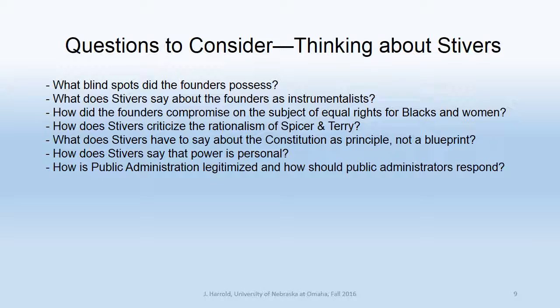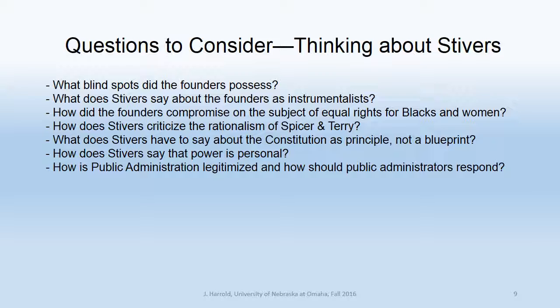So then let's think about Stivers and what she says. What are some blind spots that the founders possessed? What does Stivers say about the founders as instrumentalists? Remember that word? She talks about them as instrumentalists. How did the founders compromise on the subject of equal rights for blacks and women?